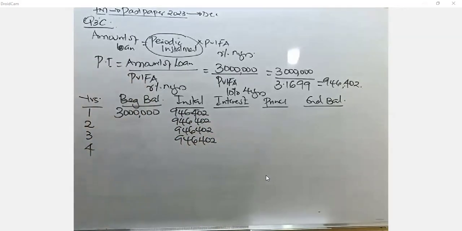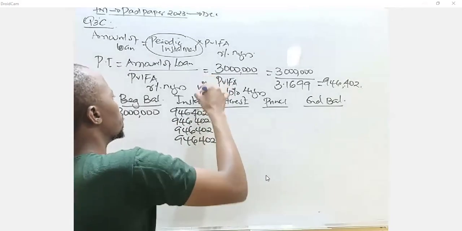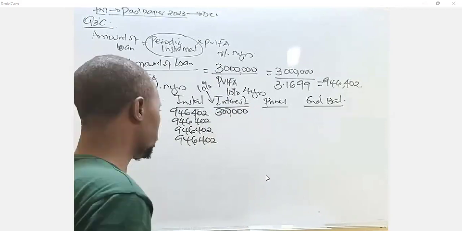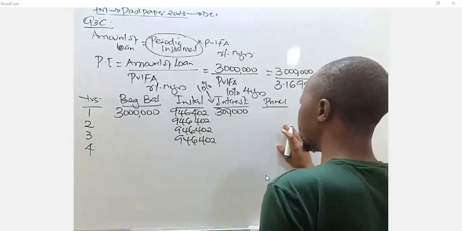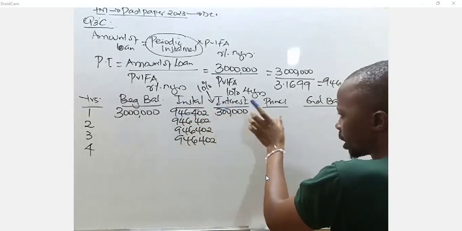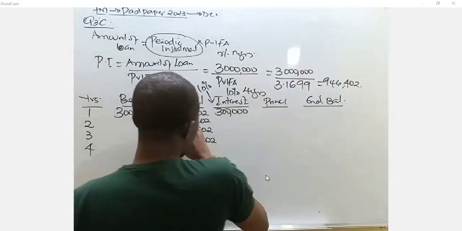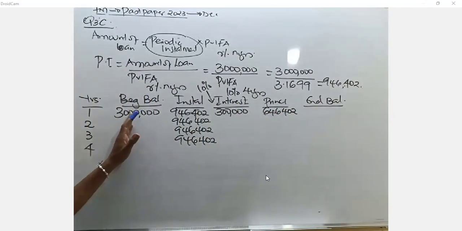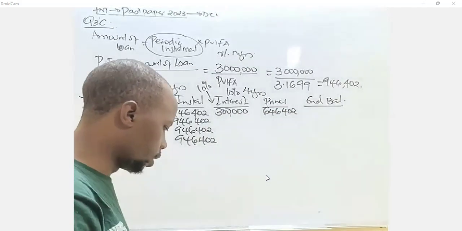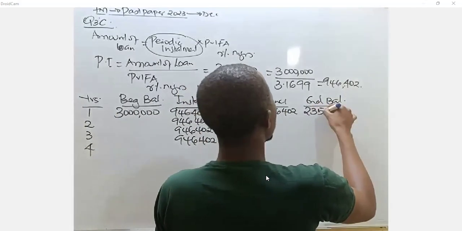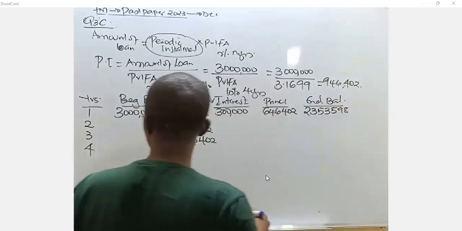Then you start rolling. The interest is at the rate of 10%. 10% of the beginning balance here will be 300,000. What about the principal amount? The installment normally comprises the interest and the principal amount, so the principal is the installment minus the interest. If you subtract 300,000 out of 946,402, you get 646,402. The end balance is the beginning balance minus the principal amount: 3 million minus 646,402, getting 2,353,598. And that is what you open year two with.